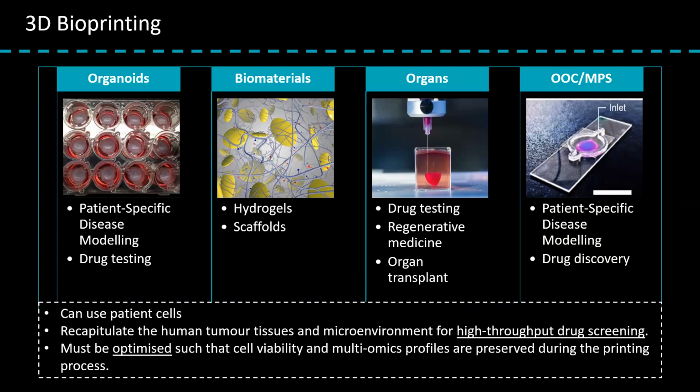3D bioprinting is also used to print the chips for the organ on chip system. It can also print the organoid itself, as I mentioned. And you can use patient cells to print new organoids or organs, which is obviously more relevant. And some studies have shown that in cancer, for example, you can 3D print your tumor with its microenvironment. And this is really relevant, for example, for high throughput drug screening.